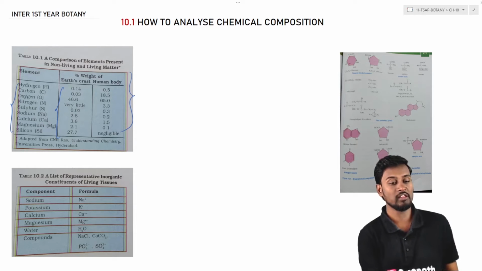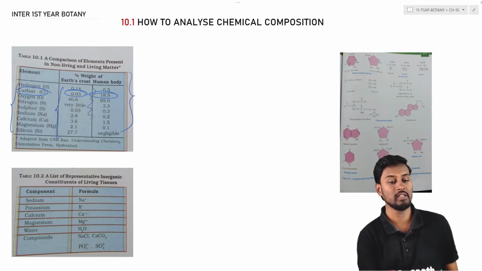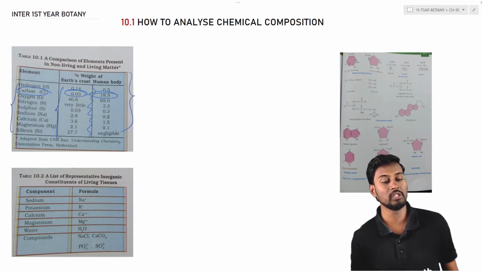So we can see the carbon. The carbon generally makes up about 0.03% here. In the human body it makes up 18.5%. So the percentage weight of carbon is very high in the human body when compared to the earth crust. So this is the comparison between the living and the non-living matter.